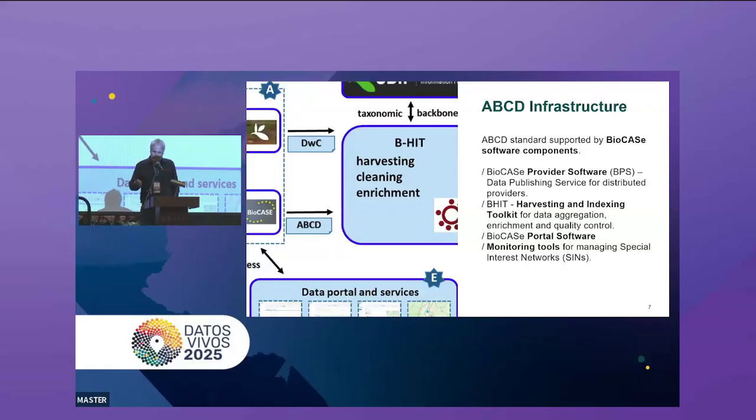There's a lot of software infrastructure around ABCD. Some components which are used are the ABCD provider software. There are tools for harvesting and indexing ABCD documents, and there's also the portal software and monitoring components for special interest networks.